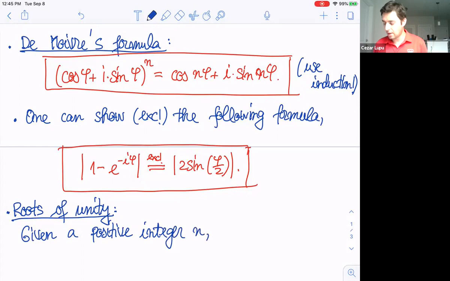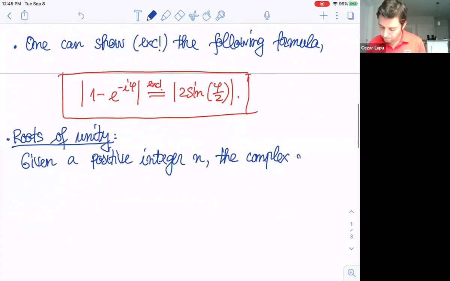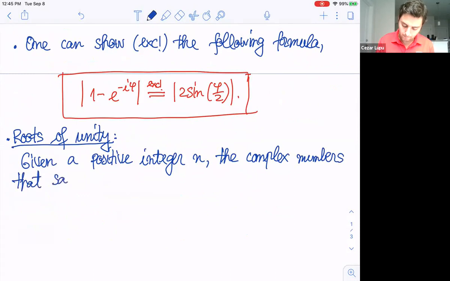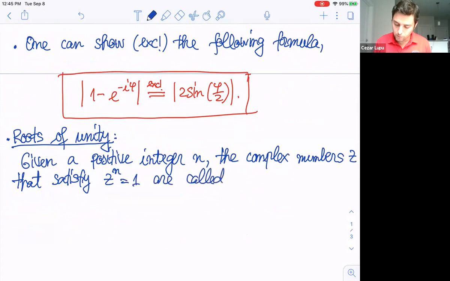the complex numbers z that satisfy the equation z to the power n equals 1 are called roots of unity. Right? So these are the roots of unity.